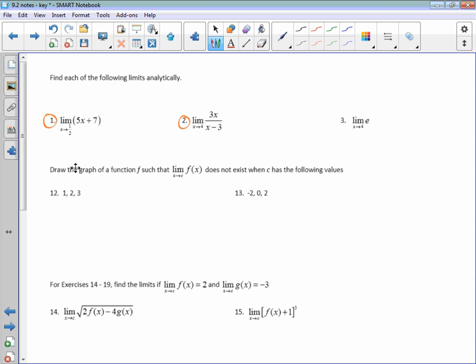Try 1, 2, and 3. Guys, when it says find the limits analytically, it really does just mean find the limit. If you need to draw a graph, you can, but just find it in a way that you know how.